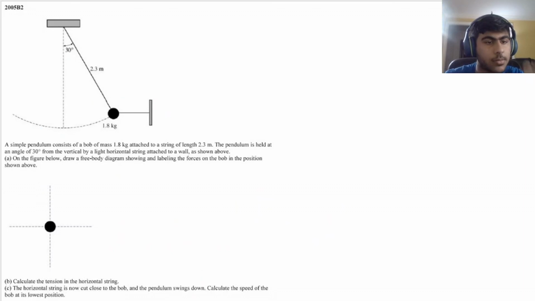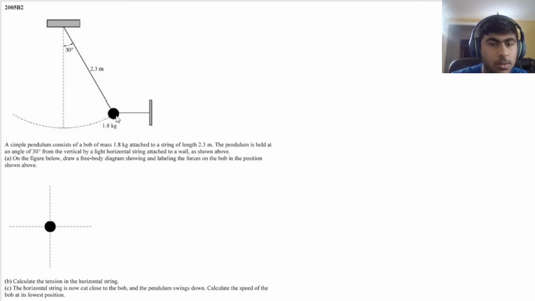Keep going. All right, C: the horizontal string is now cut close to the bob, and the pendulum swings down. Calculate the speed of the bob at its lowest position. Now this is another one of those energy problems. We want to find the speed at its equilibrium position. So right here, what do we have?